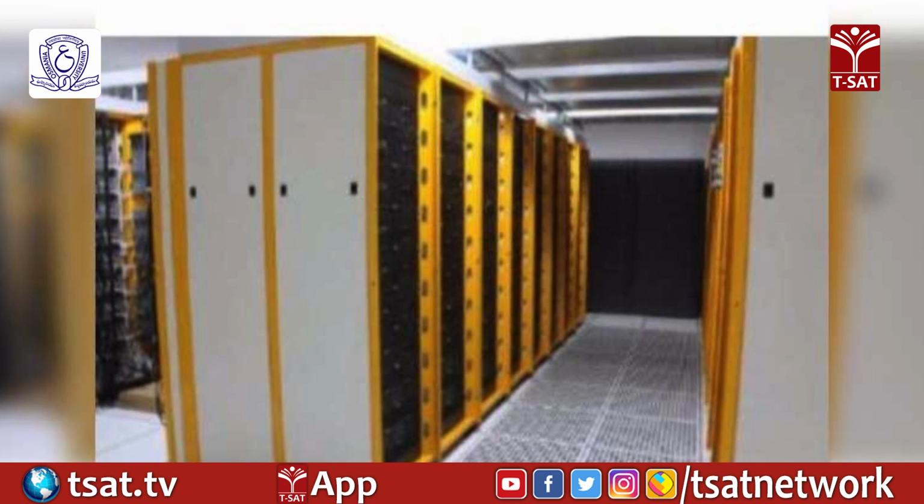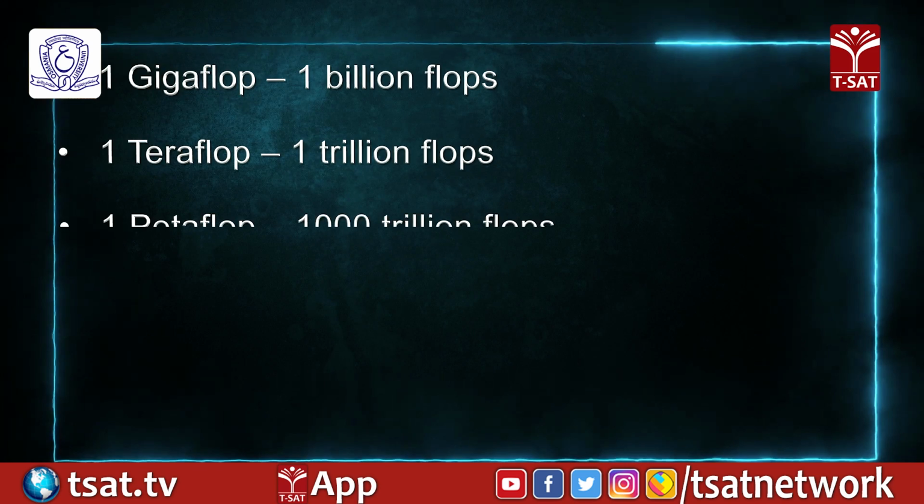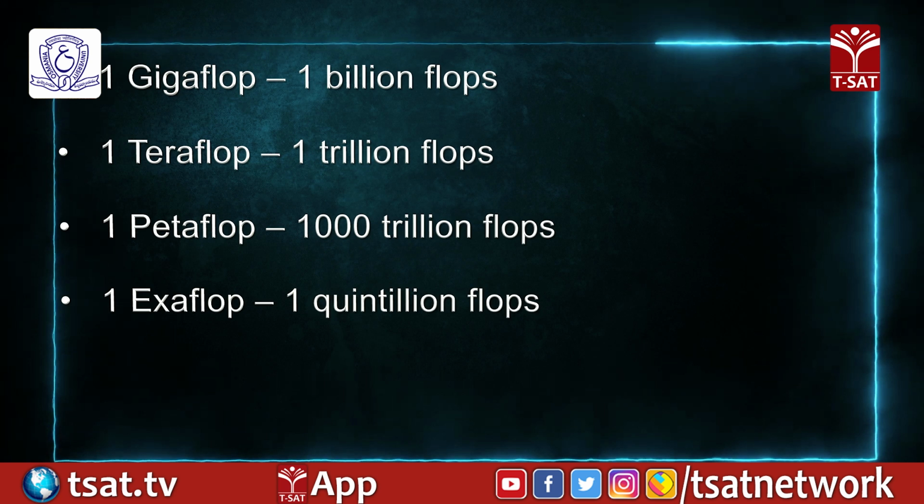a rating of 1 gigaflop. The power of a supercomputer is measured by how many floating point operations per second, or flops. For example, 1 gigaflop is equal to 1 billion flops. In the same way, 1 petaflop is equal to 1000 trillion flops. These are different measures and a scale on the basis of which they are measured.